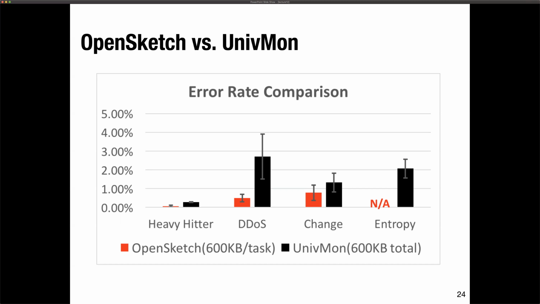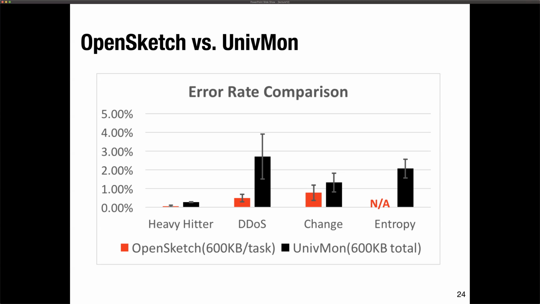So the entire data structure in the data plane is 600 kilobytes, and it can extract heavy hitter, DDoS, change, entropy, all of this at once in the user space. The error margins, as you can see, are relatively high compared to OpenSketch, because OpenSketch is dedicating all the resources to one task, while universal monitoring is trying to generalize those statistics across these different applications.